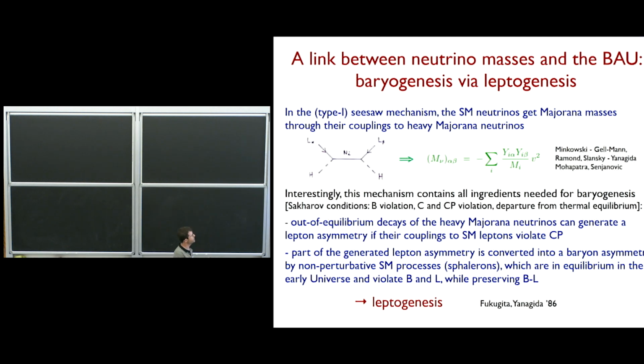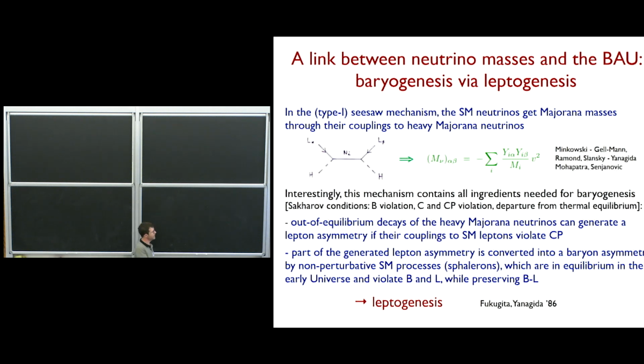Because, in order to generate a baryon asymmetry, you need the three Sakharov conditions. So you need baryon number violation, C and CP violation, and a departure from thermal equilibrium.